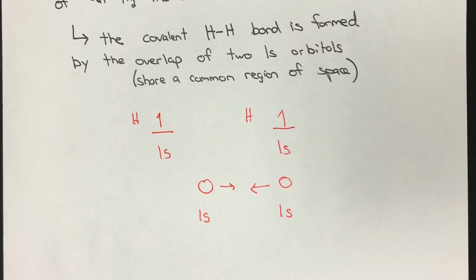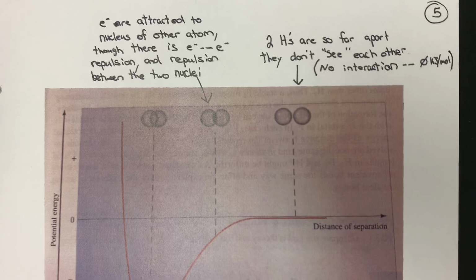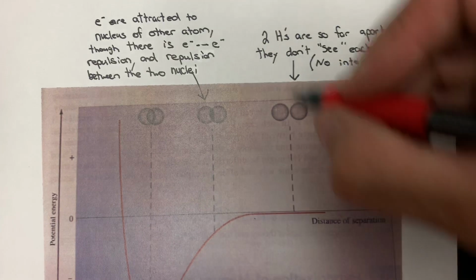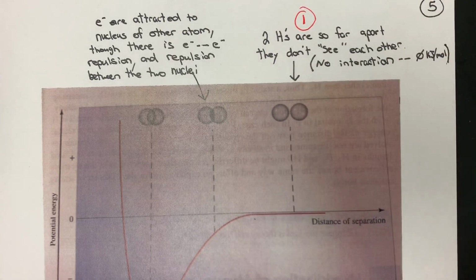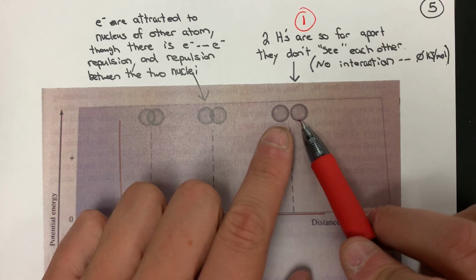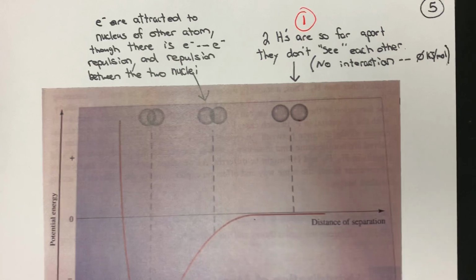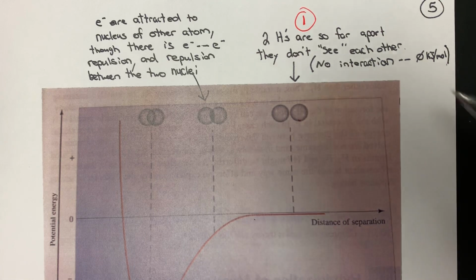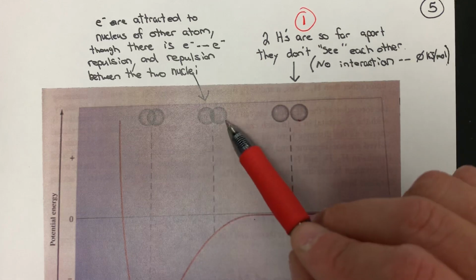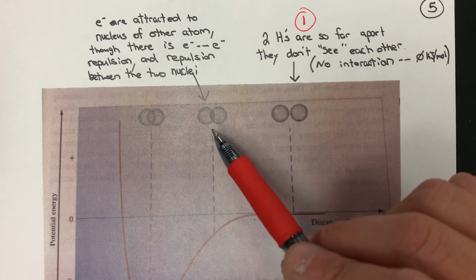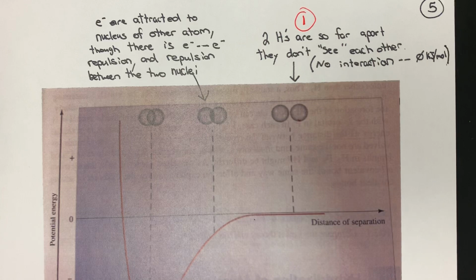So what we have here is a potential energy diagram. We'll just break this down. In this first scenario here, what we find is that these 2 hydrogen atoms and the representative s orbitals here are so far apart that they don't really interact, okay? So we assign this a potential energy of 0 kJ per mole.